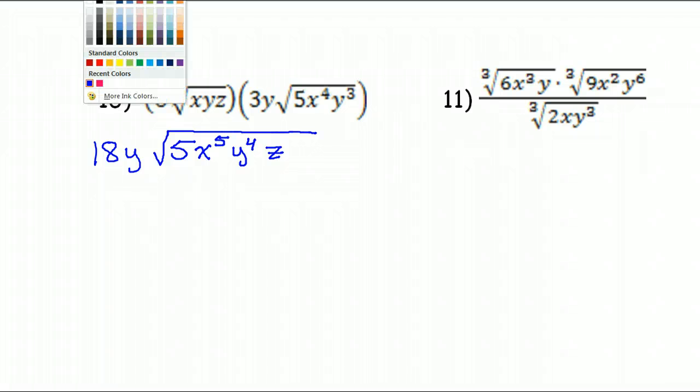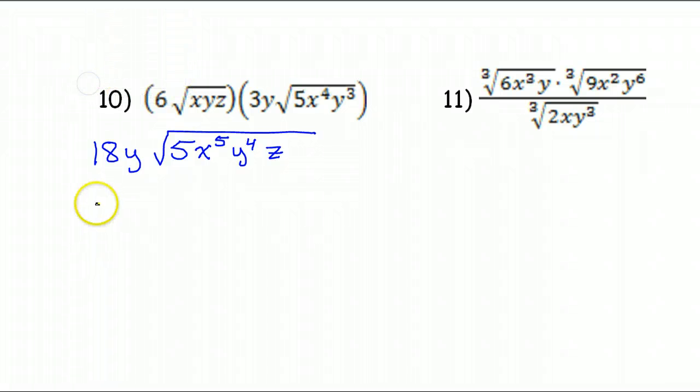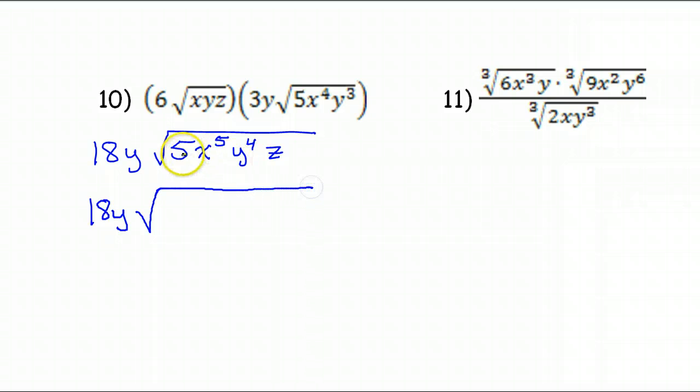Alright, now let's break things down like we have done before. So first of all, the 18y, that's not going anywhere. It's just going to sit there. Now, let's see, so square root. 5 is too small to break apart. I mean, it's a prime number anyway. So that 5 is just going to have to stay blue, and it's not going anywhere.